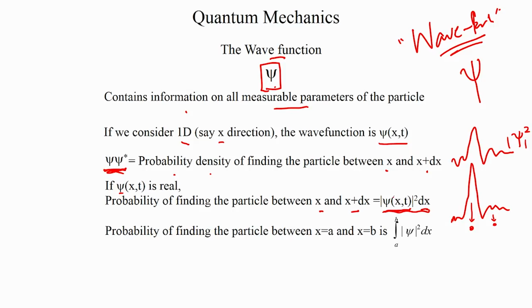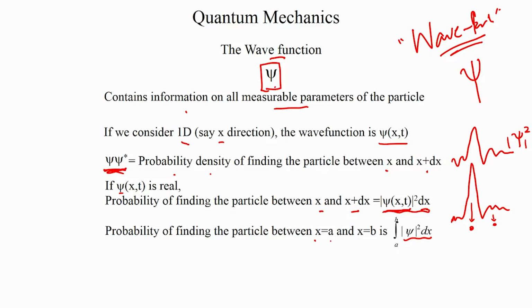And just going by these arguments, if I need to find the probability of finding the particle between, say, two locations x equal to a and x equal to b, then it is simply the summation of these probabilities, which is an integral from a to b of psi square dx. So that's the probability of finding a particle.